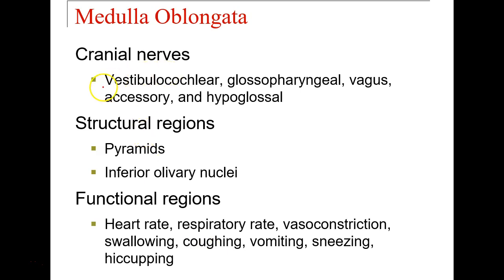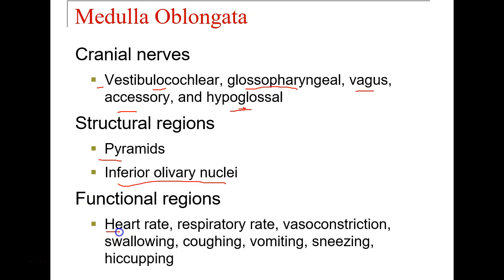Some cranial nerves that are involved are 8 through 12. So vestibulocochlear, this is hearing and equilibrium. Glossopharyngeal, we have some taste and checking the barometric pressure within the blood vessels. Then we have the vagus nerve, many functions there. Accessory is going to control a couple muscles, and hypoglossal will control the tongue. So structurally, pyramids and inferior olivary nuclei.